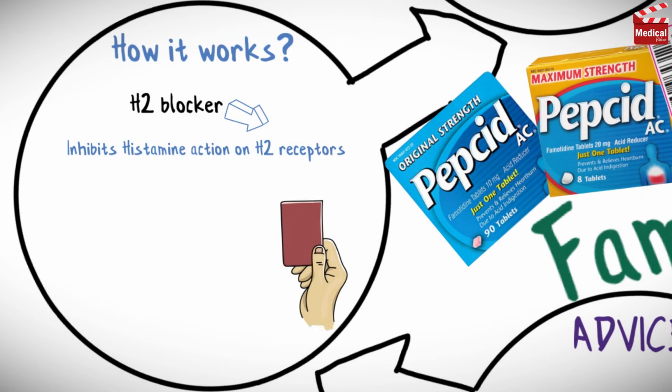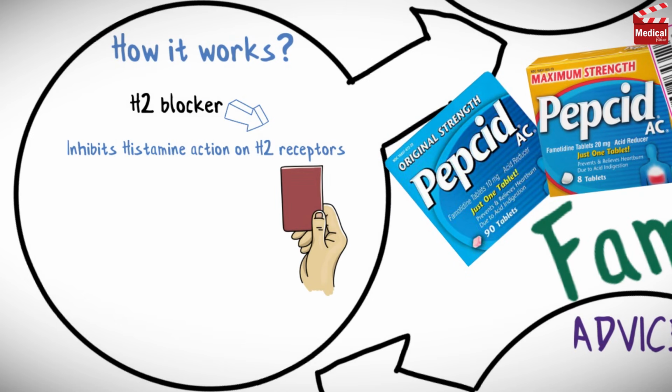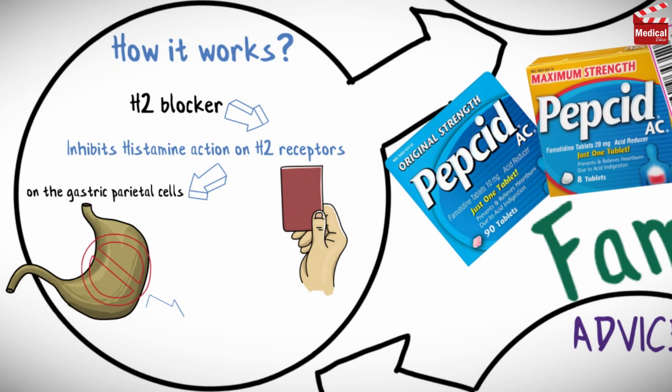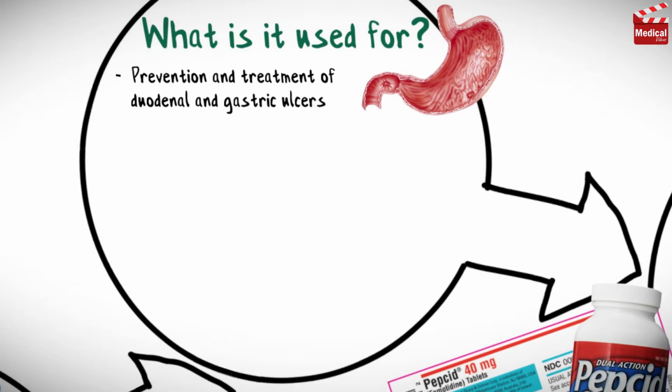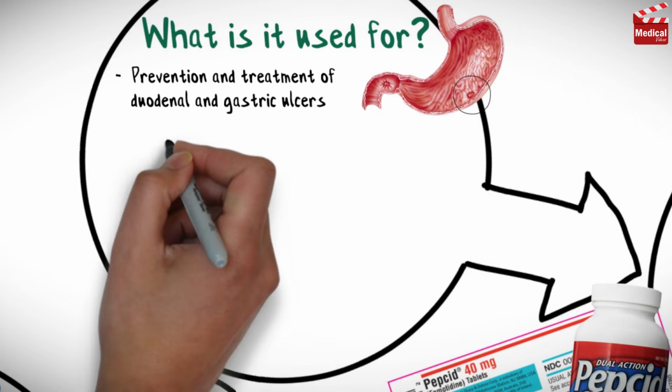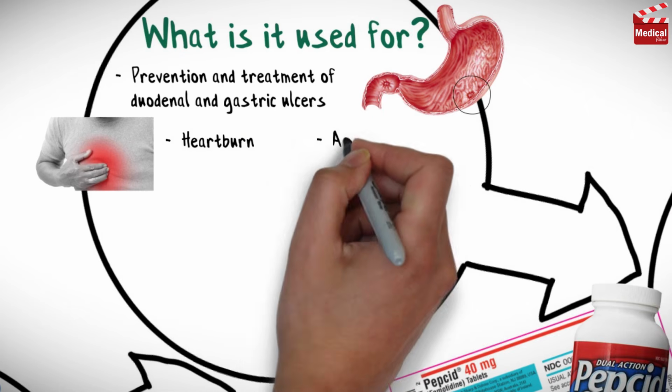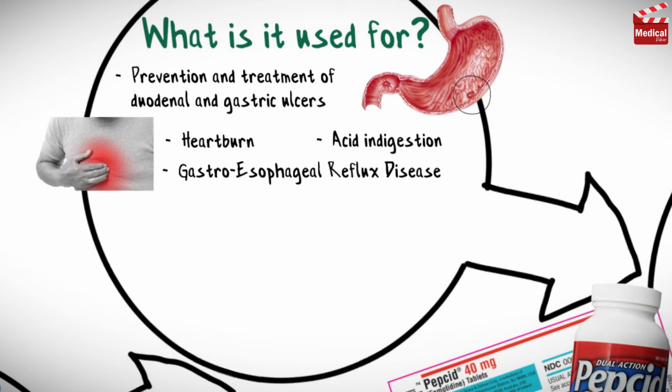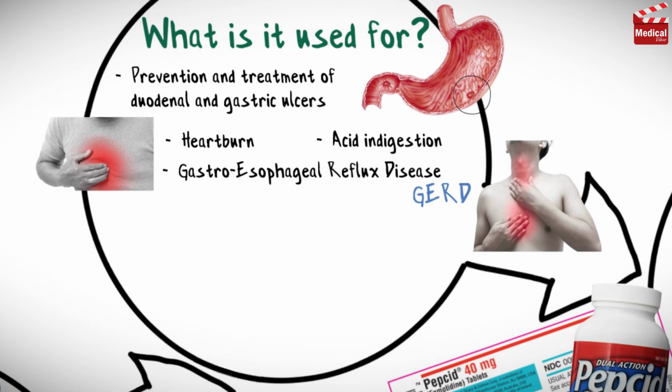It inhibits histamine action on H2 receptors, which are found on the gastric parietal cells. And this action reduces the secretion of gastric acid. So it is used in the prevention and treatment of duodenal and gastric ulcers, heartburn, acid indigestion and gastroesophageal reflux disease, or known as GERD.